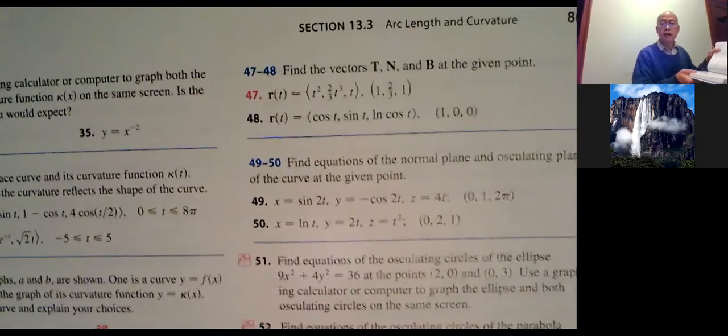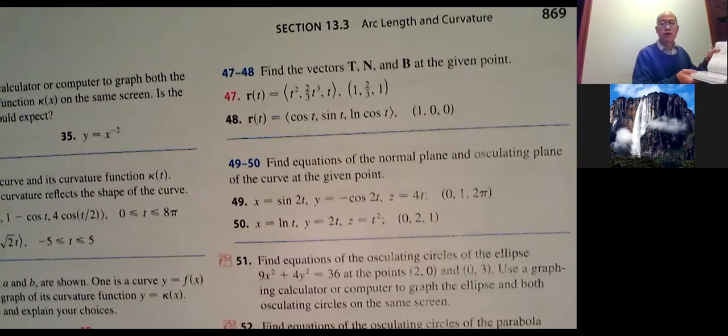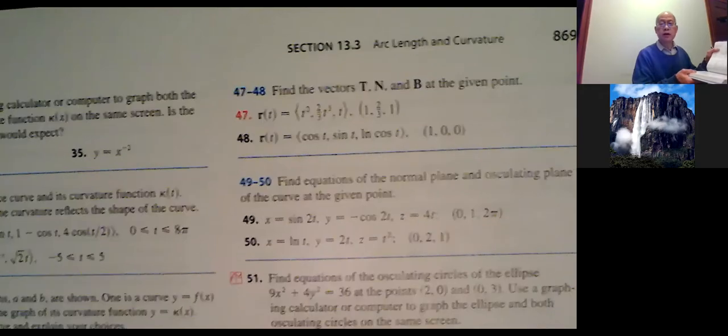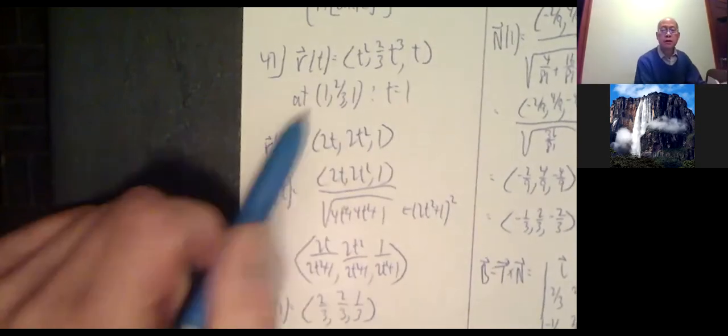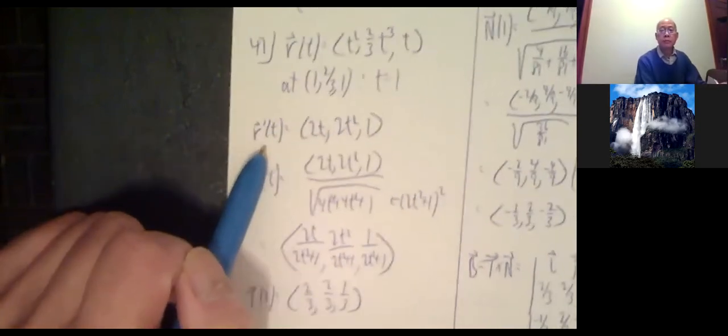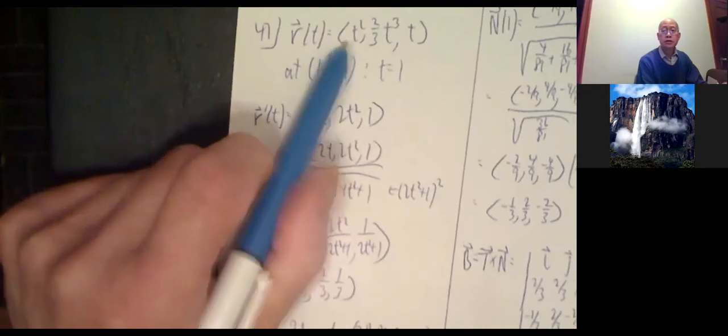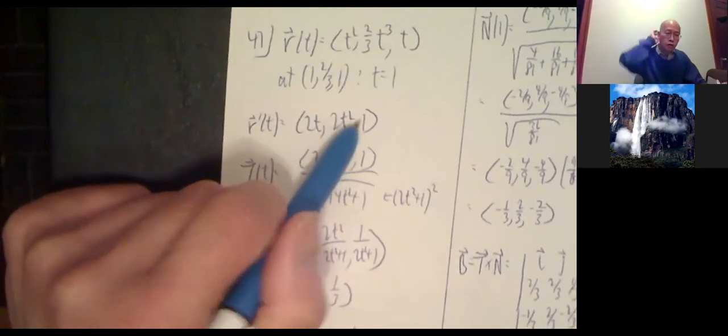Plug in 1 for x, you get 1. Plug in 1 for y, you get 2/3, 2/3 times 1 cubed. And t is 1, okay? Okay, so r prime, that's easy: 2t, 2t squared, 1.